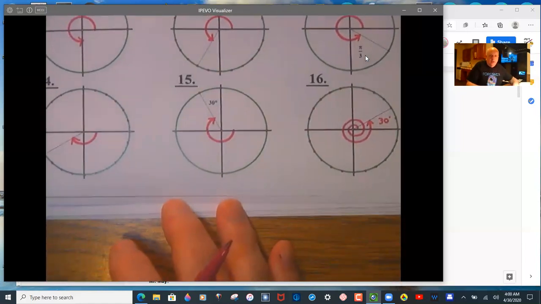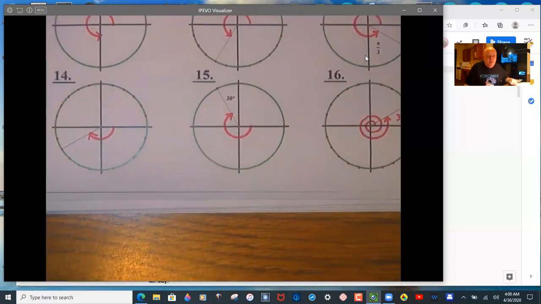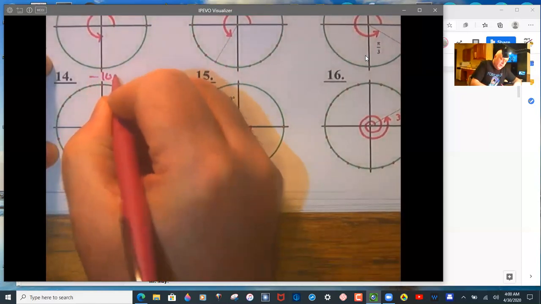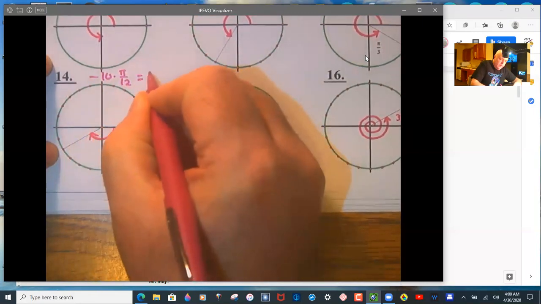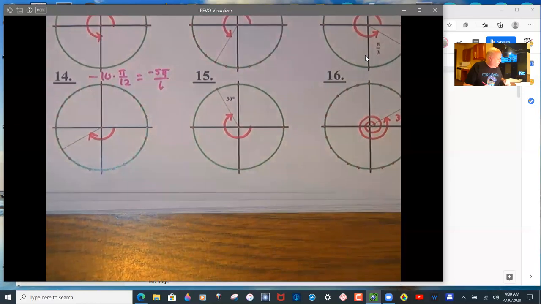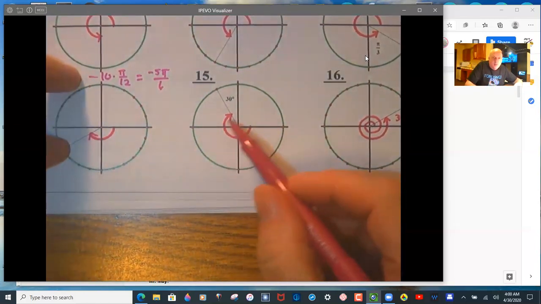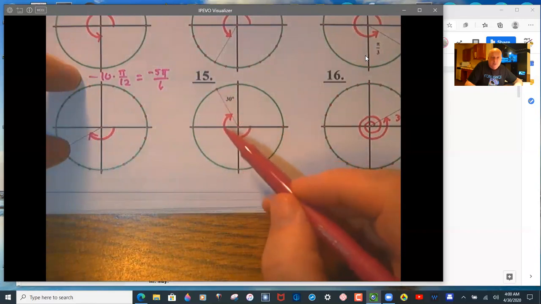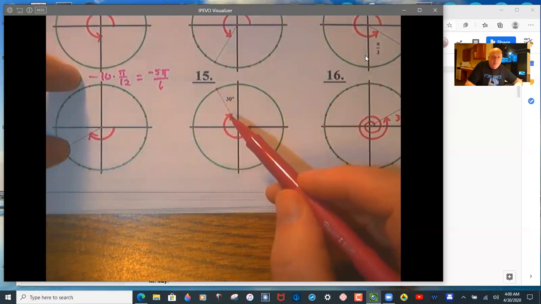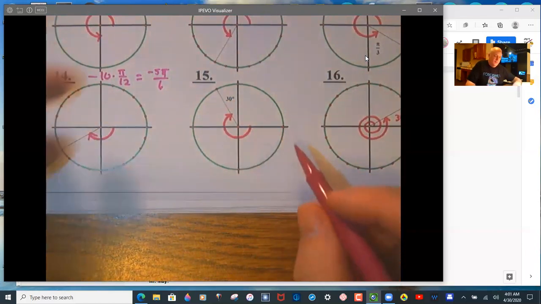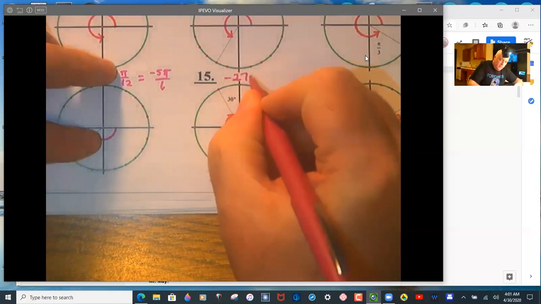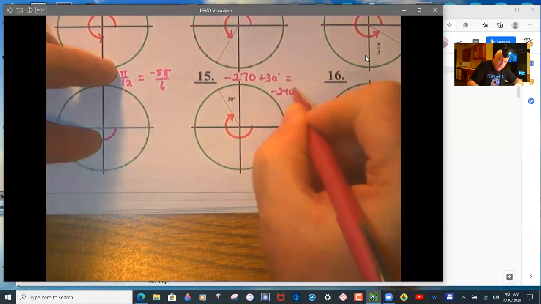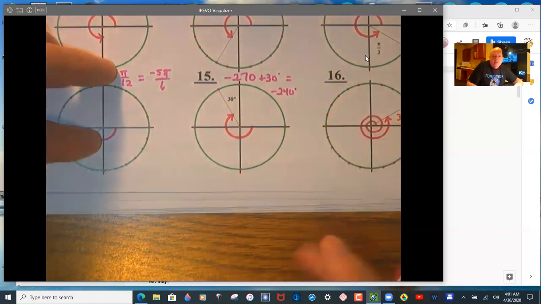Now what about going the other way? So if you go clockwise, it's negative. So we have negative 10 times pi over 12. And that reduces to negative 5 pi over 6. Here, all the way around without scale marks. So this is 30. This would be 270. Back up 30. So negative 240 would be like this. So you go backwards. So the other way is positive. Go all the way to 270, then you come back.